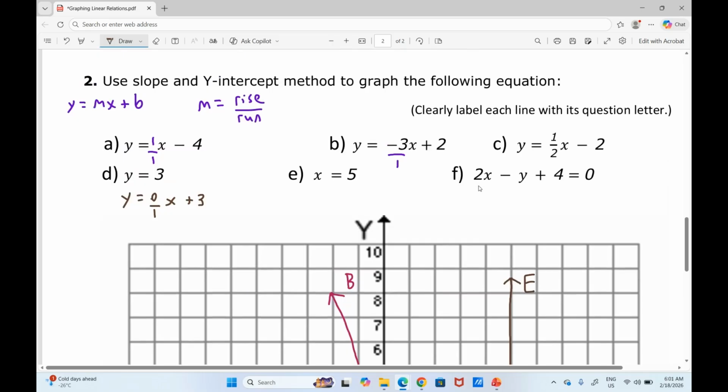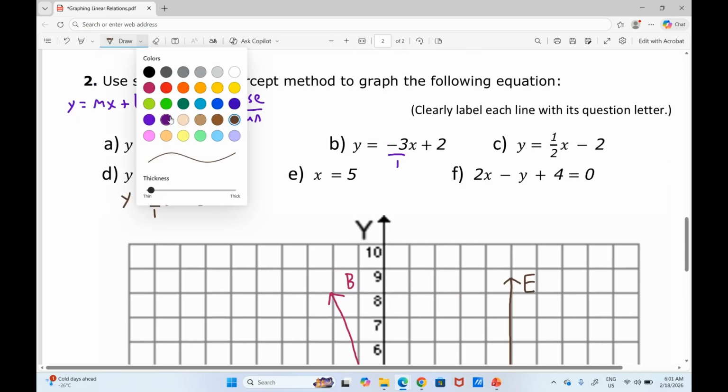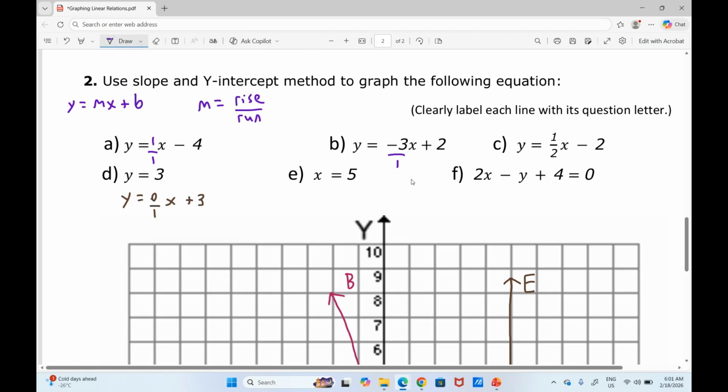Okay, and now for the last one, I'll just use the color purple again. For this one, I want to rearrange this. I'm going to add y to both sides, just like when solving equations. Upon doing so, minus y plus y is 0, and 0 plus y is positive y. So now I have 2x plus 4 equal to y. And you probably notice I can rearrange this as y equals 2x plus 4.